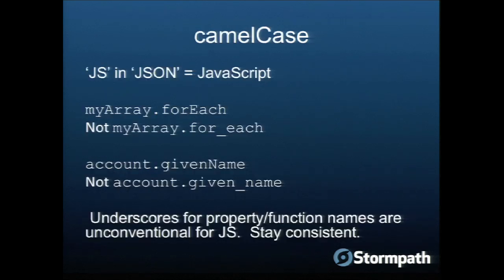Oh, one thing that I want to bring up is this notion of camel case. So when you represent resources in JSON specifically, and you're sending data back and forth, JSON stands for JavaScript Object Notation. So you want to make sure that the data represented in your payload uses JavaScript conventions. So instead of having for_each or given_name, use camel casing. It's what the JavaScript convention is.